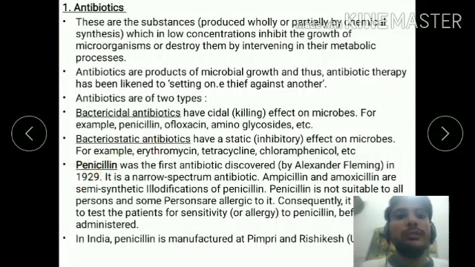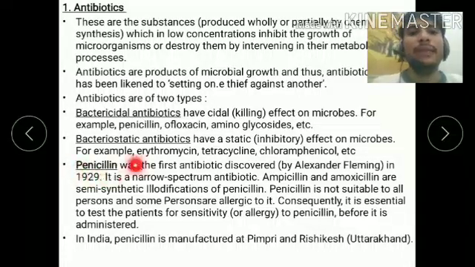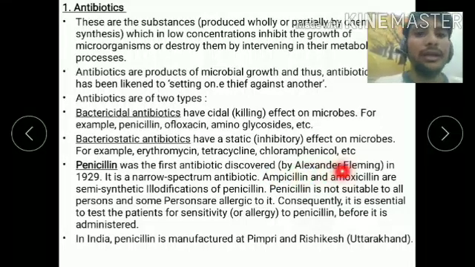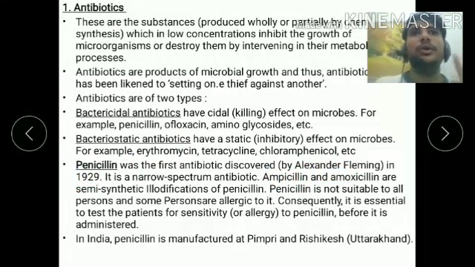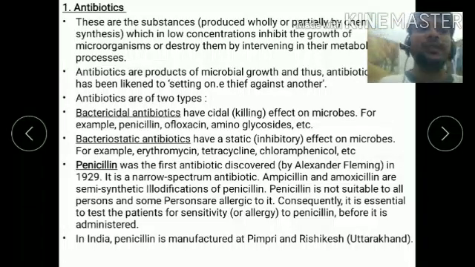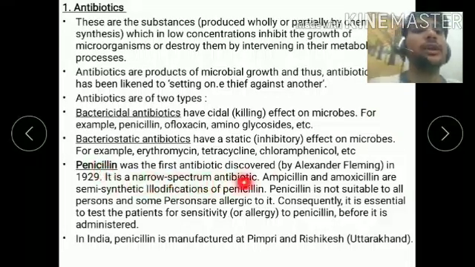What is penicillin? How does penicillin work? Just see it. Penicillin was the first antibiotic, made by Alexander Fleming in 1929. The question will arise in your exams: which antibiotic was developed first? The answer is penicillin. It is a narrow spectrum antibiotic. Ampicillin and amoxicillin are semi-synthetic modifications of penicillin.